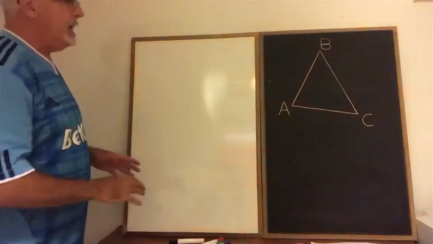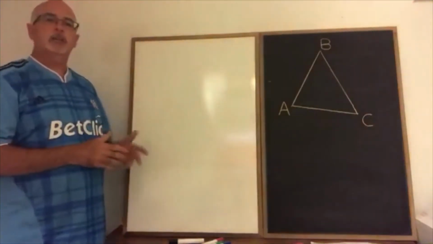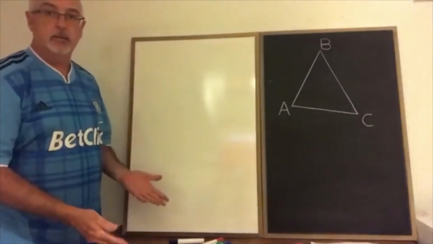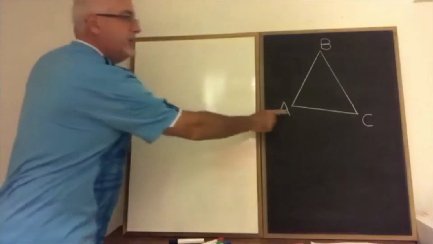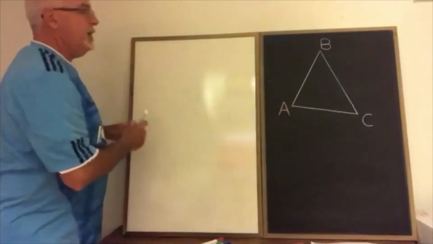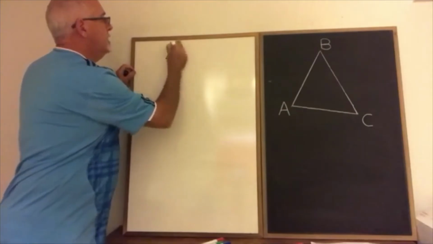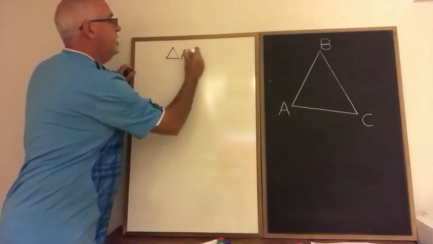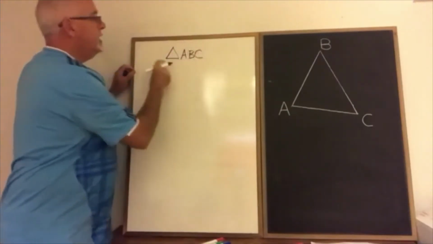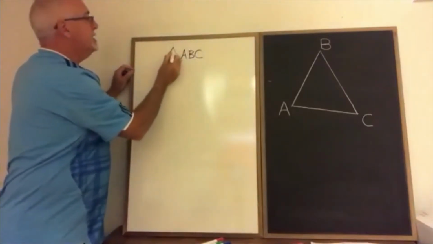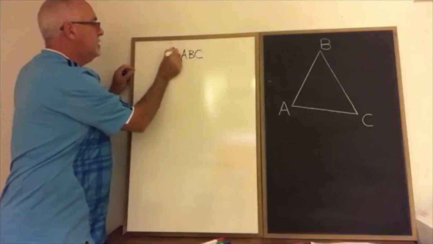Today's Daily Dose of Math is a quick little video that talks about labeling of angles and triangles. Right here we have triangle ABC, and we can refer to that with this: triangle ABC. Notice this is not the angle symbol, it actually has three sides, so it's a triangle symbol.